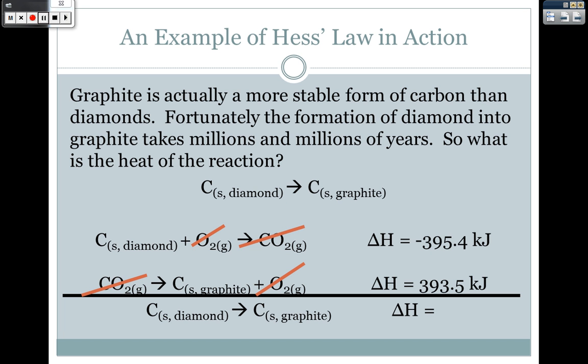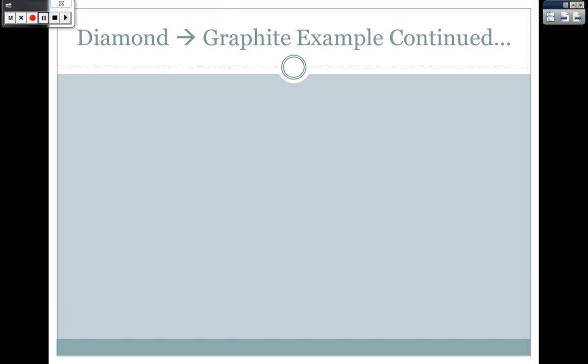And so since these reactions are being added together to make that final reaction, all we need to do is add together the enthalpy changes of the above reactions. So negative 395.4 kilojoules plus positive 393.5 kilojoules. And I get that the reaction of carbon diamond into carbon graphite has an enthalpy change of negative 1.9 kilojoules.